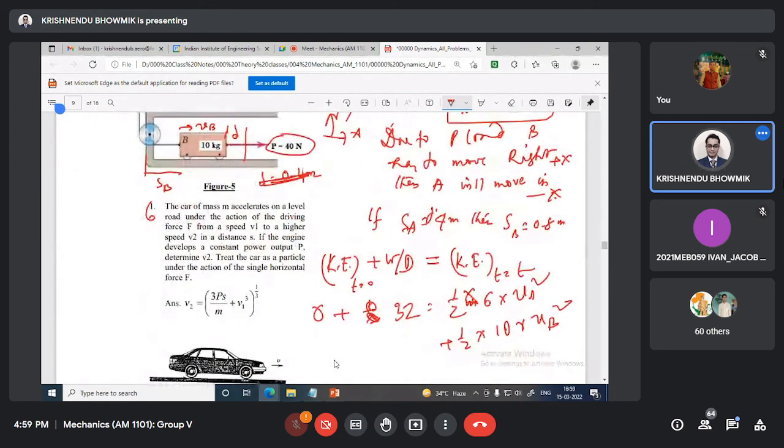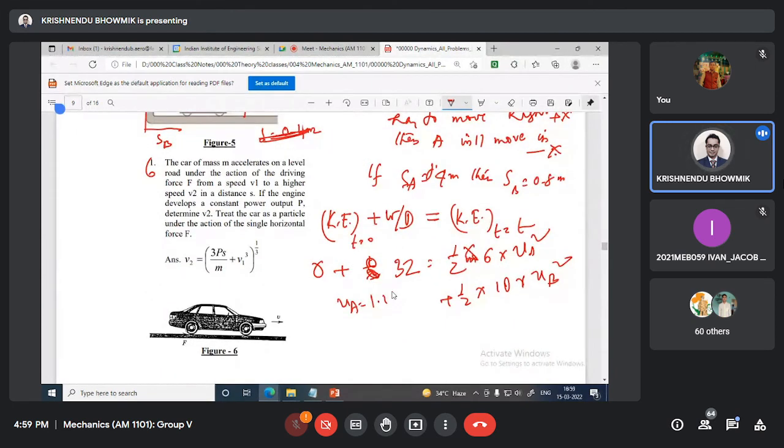You put that here, then you will get VA equal to 1.18 meter per second, towards left. VB equal to 2.36, towards right. That's all. Okay. That I have solved. Now the last one.